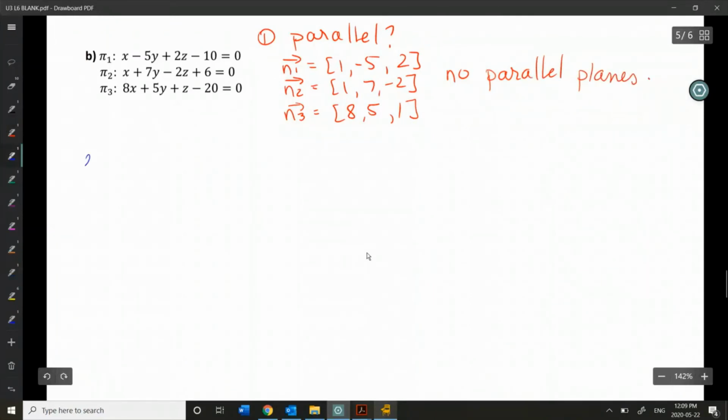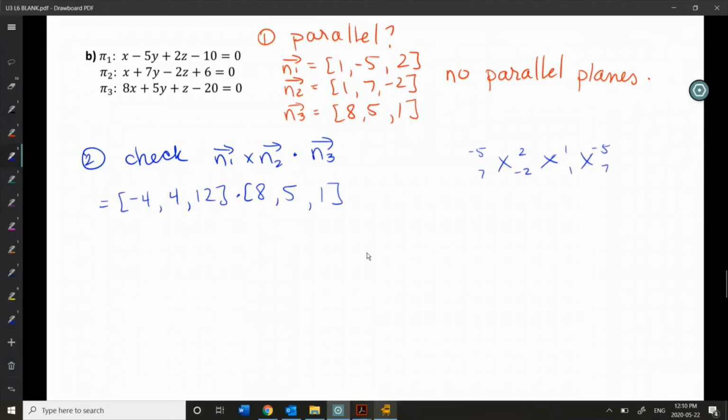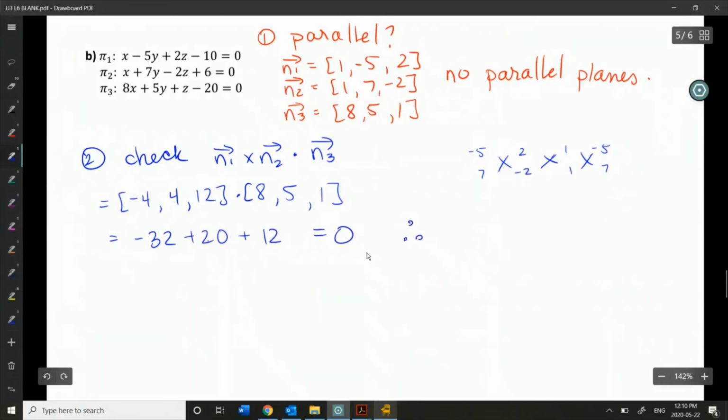We can also check the triple scalar product. So I'm going to check normal 1 crossed with normal 2 dotted with normal 3 here quickly. For the cross product of the first two vectors, I got negative 4, 4, 12, and then I'm going to dot that with the third. You'll see here that we're getting negative 32 plus 20 plus 12, which equals 0. This means that the normals are coplanar.